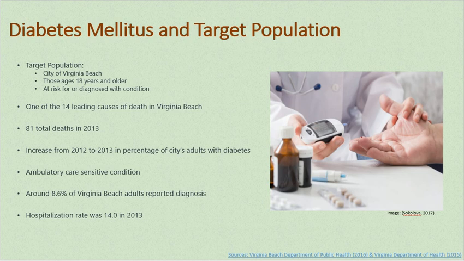In Virginia Beach, the hospital discharge or hospitalization rate for diabetes was 14.0 in 2013. Hospitalization for this condition is considered to be a measure of access to proper primary health care. A lower rate is supposed to show that the primary care system is functioning properly and that access to appropriate health care is easily obtained.